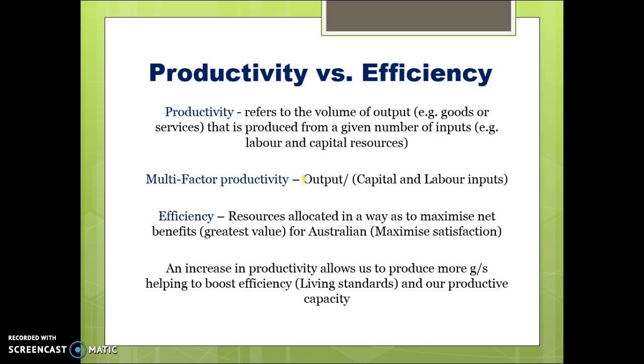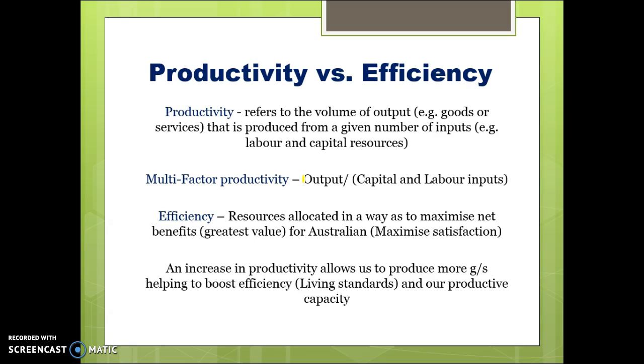So labour productivity is labour output per unit of input, so labour output per hour measured in GDP per unit of input. Capital productivity is output per machine hour. Multi-factor productivity is our total output with use of both capital and labour resources.